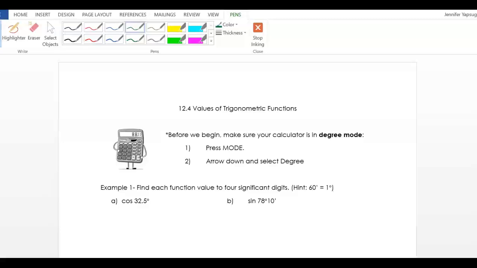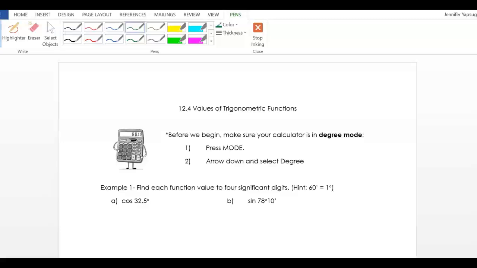By default, most of your calculators are probably set in radians, so you need to make sure that you set it in degrees so that we can find the degrees of these angles. All you're going to do is arrow over to the word degree and press enter and make sure that it stays highlighted. Once you ensure that it's in degree mode, you can hit second mode, which would quit out of that screen, and then you're ready to go.